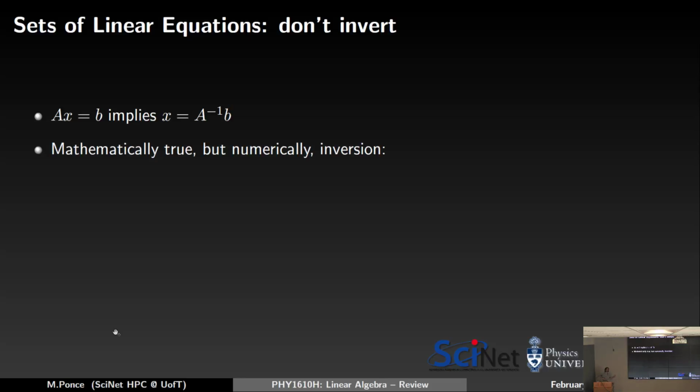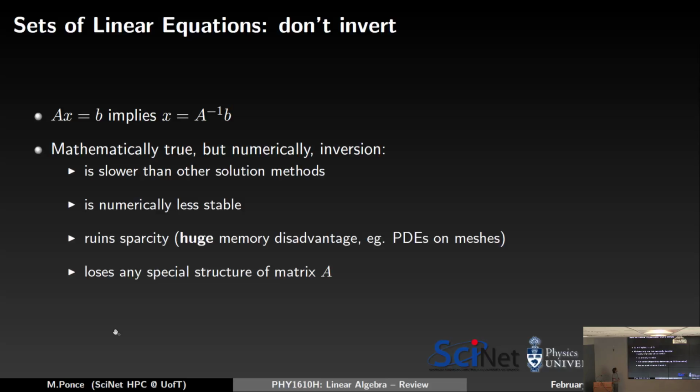On the one hand, it's very expensive. On the other hand, it's very unstable. And if you want one more argument, if you have a nice matrix with a nice property like being diagonal, it will destroy your sparsity, will destroy your structure in the matrix. But we're going to see this more in detail later. So the reasons I mentioned: it is slower than other solution methods like iterative methods. It's less stable. It ruins the sparsity, which is a huge memory penalty that you will have to pay.